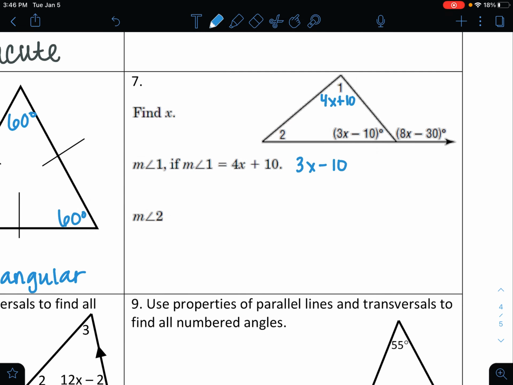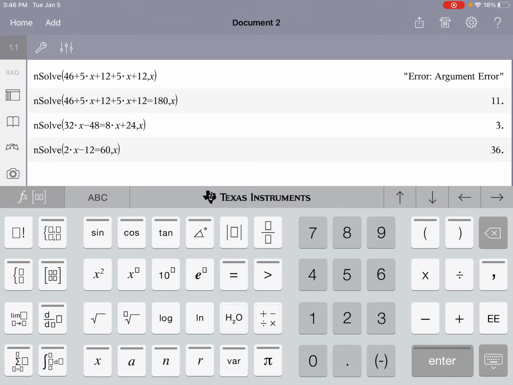So 3x minus 10 plus 8x minus 30 equals 180 because they make a straight line. Some of you might try to make them equal each other, but that doesn't make any sense. This one's clearly obtuse, and then the one over here is clearly acute. Don't forget, if one is obtuse and one is acute, you add them up to equal 180. Okay, so now we need to solve for x. I'm going to use nsolve yet again.